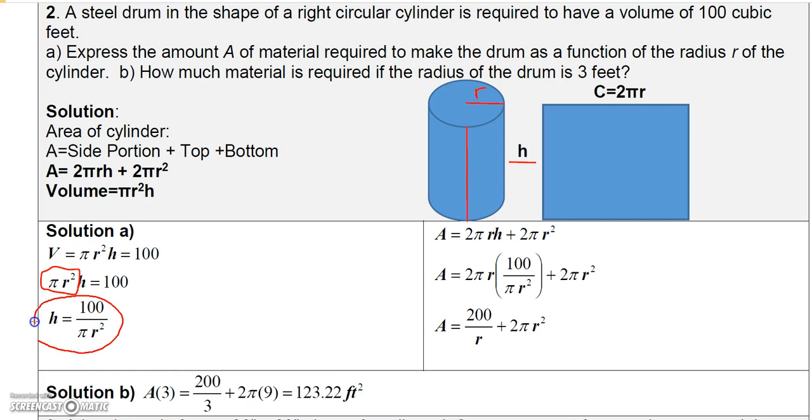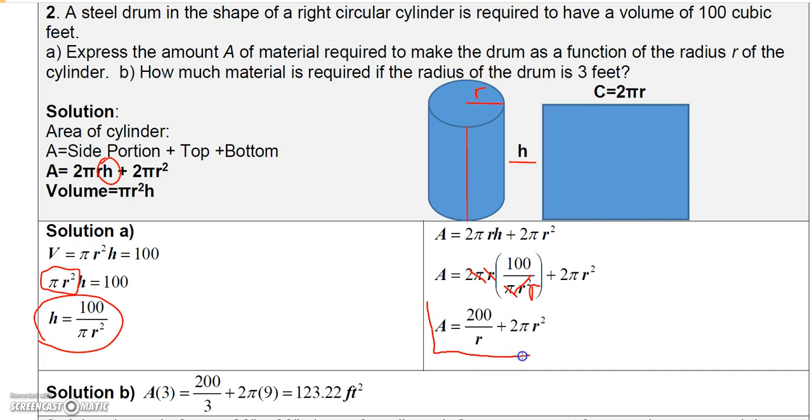Now that we have h, we can just go back to our formula here for area and replace h. So we go back to this formula, replace h with the 100 over pi r squared, and then we can do a little bit of algebra here. We know the pi's will cancel. We know if we divide r from the numerator into r squared for the denominator, we'll just get r. And so we'll get 2 times 100, which is 200 over r for that term, and then 2 pi r squared would be the rest of the function.